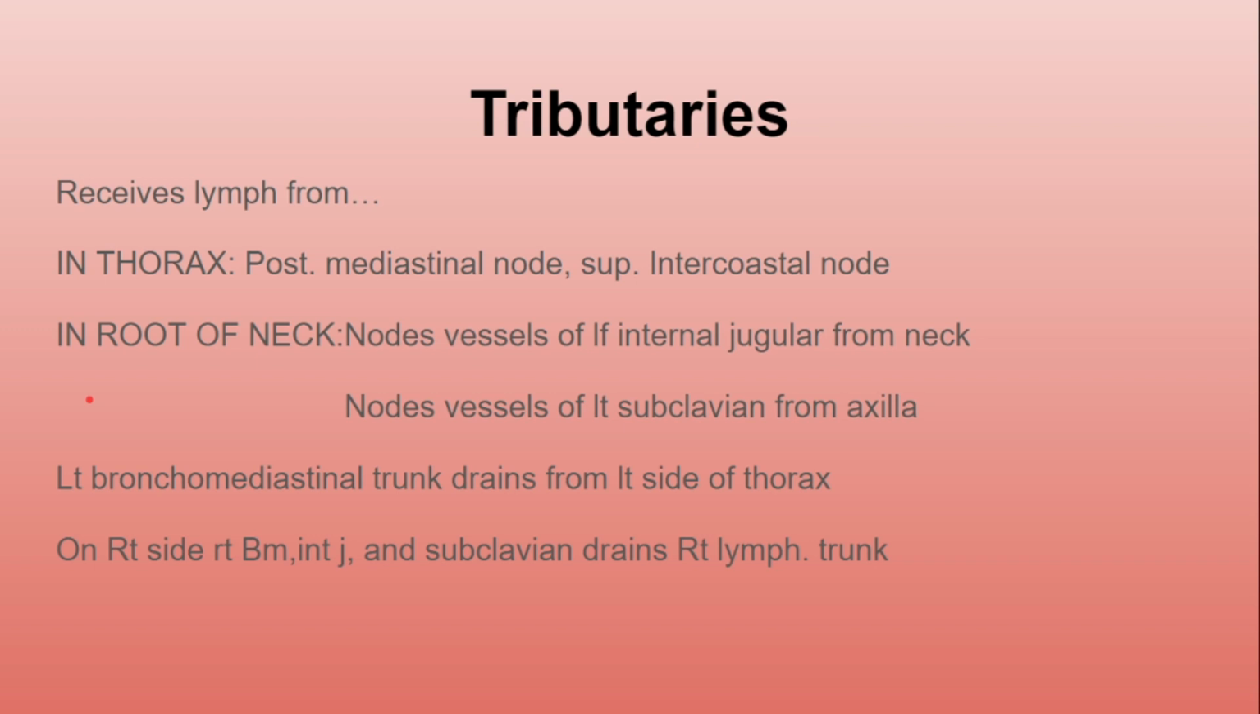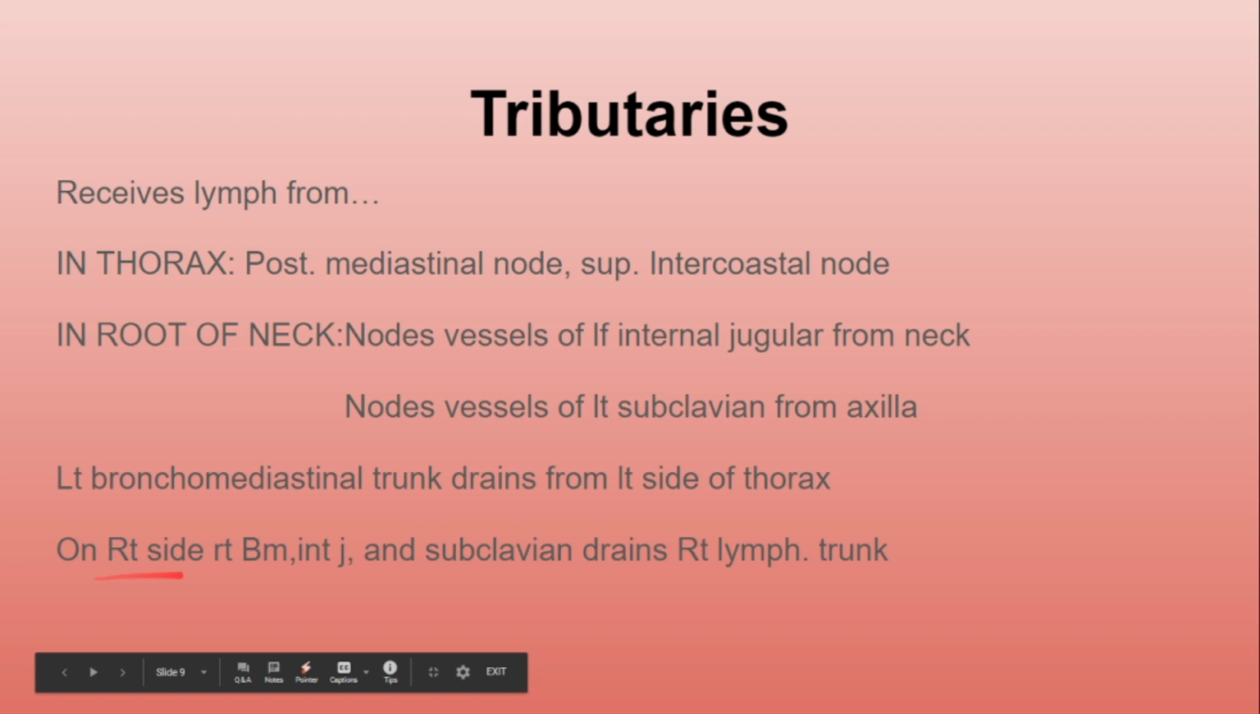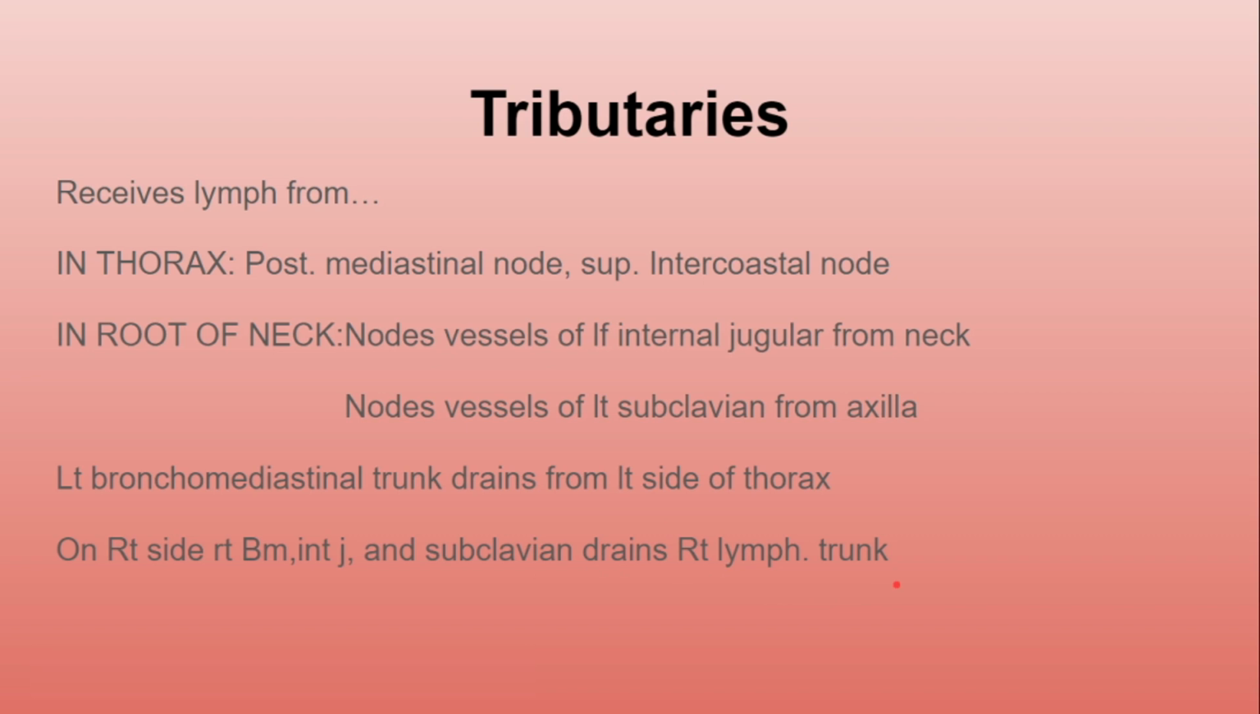Now the left bronchomediastinal trunk drains lymph from the left thorax and ends in the thoracic duct. And what about the right side? On the right side, the right bronchomediastinal, right internal jugular, and right subclavian trunks drain into the right lymphatic trunk, which ends in the vein at the junction between the internal jugular and the subclavian vein.